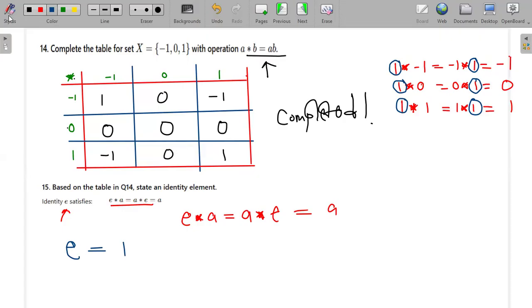Okay, so let me continue. So here the identity element is 1, because when you combine it with anything, you get that same thing.